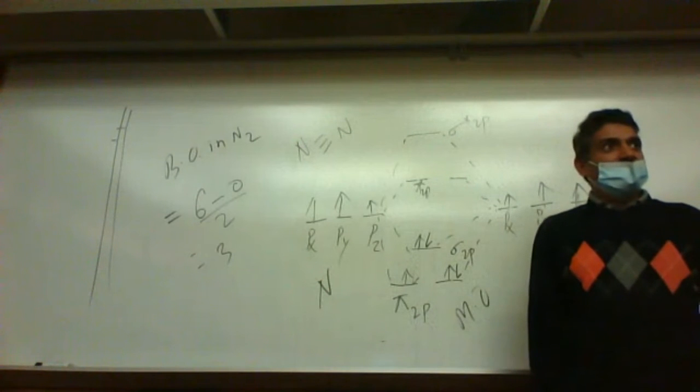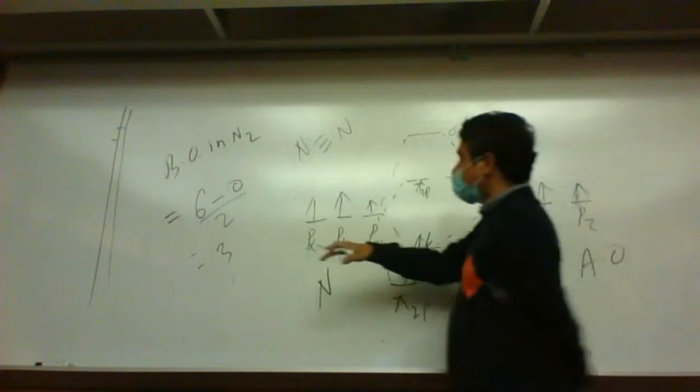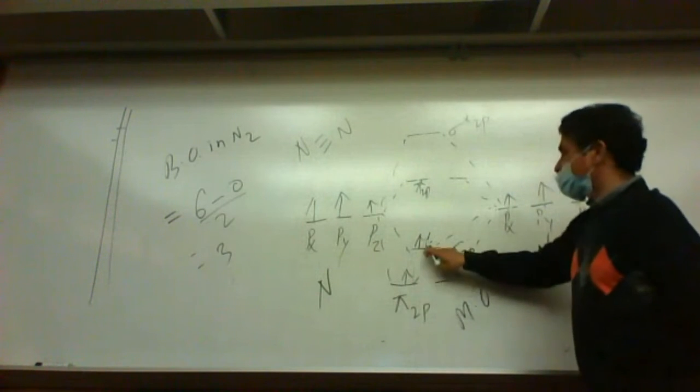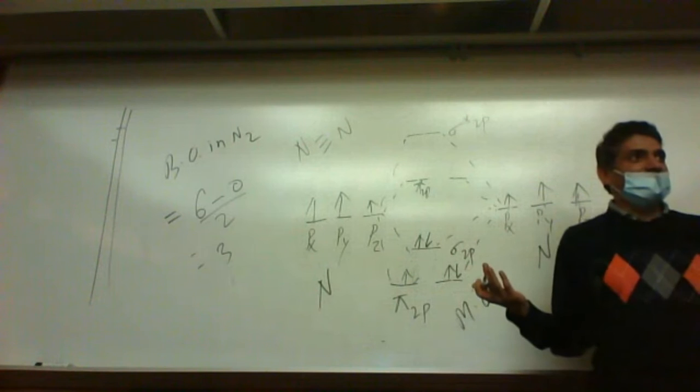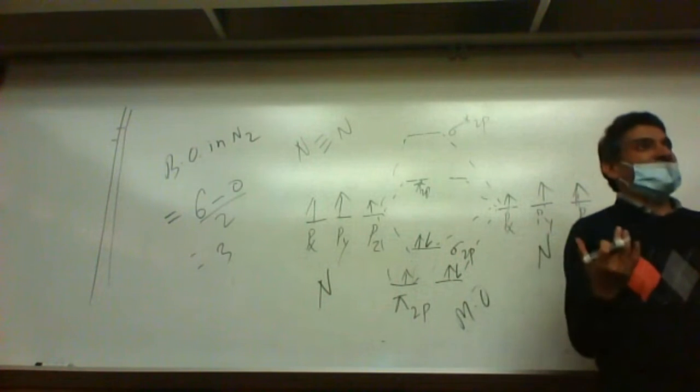Make sense? Any question? Easy, right? Now, is it paramagnetic or diamagnetic? You see, there are all the pairs. There is no unpaired electron here, right? If there is no unpaired electron, its property is diamagnetic.